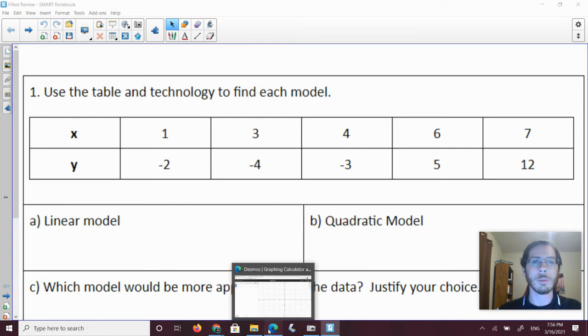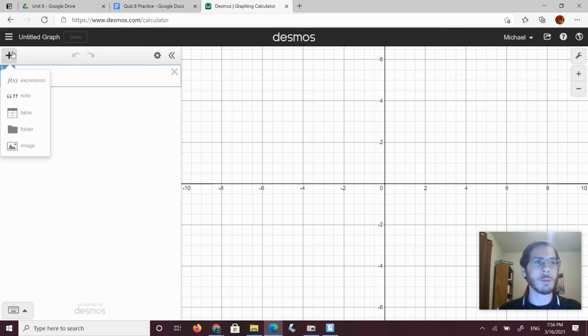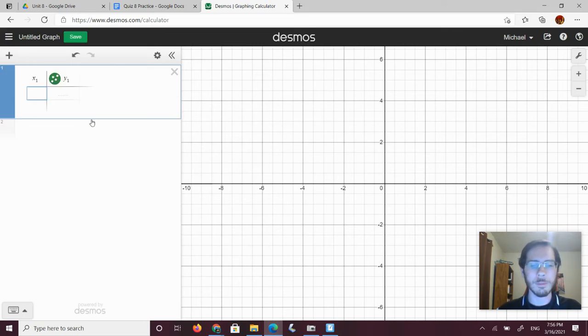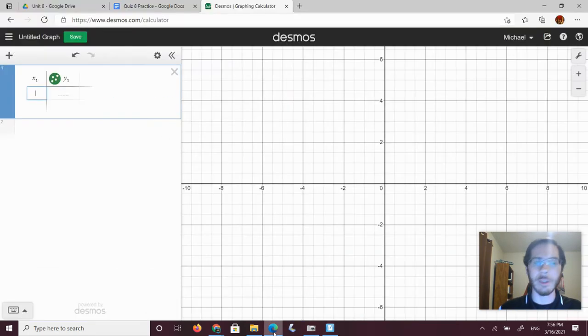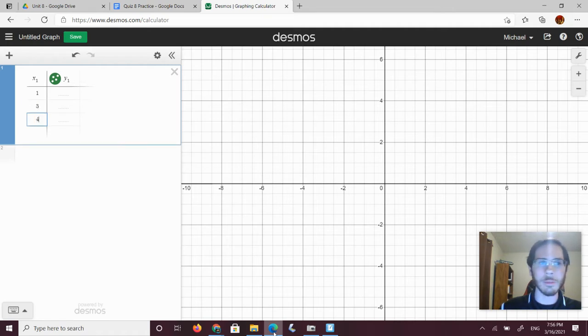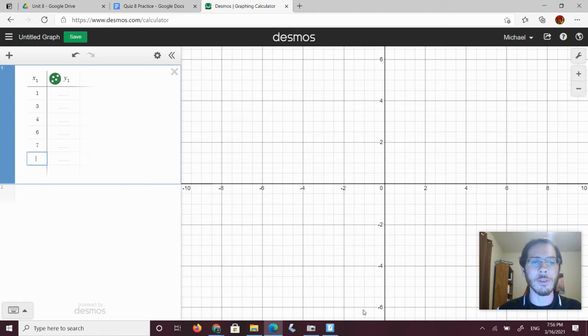So I'm going to bring up Desmos. I'm going to get a table with the plus sign, then hit table, and double check what my X values are. We got 1, 3, 4, 6, 7. So not exactly in order, but that's okay. 1, 3, 4, 6, 7.